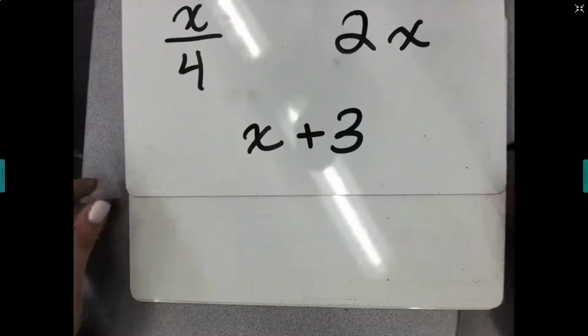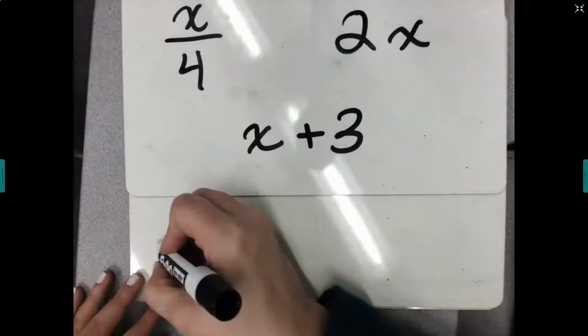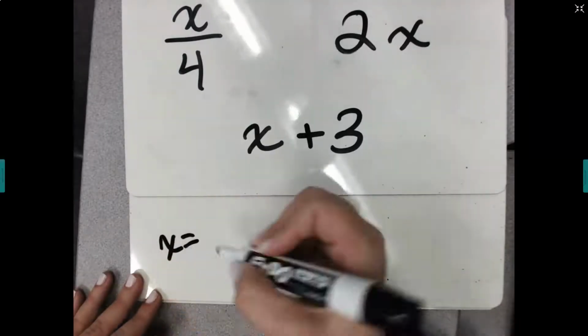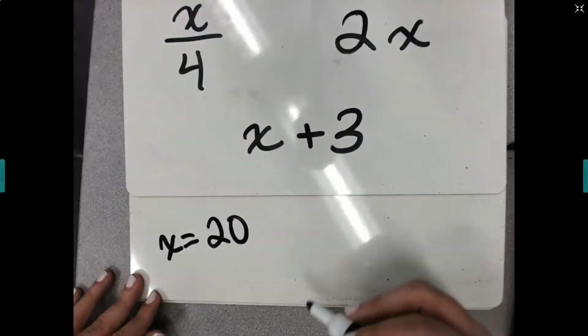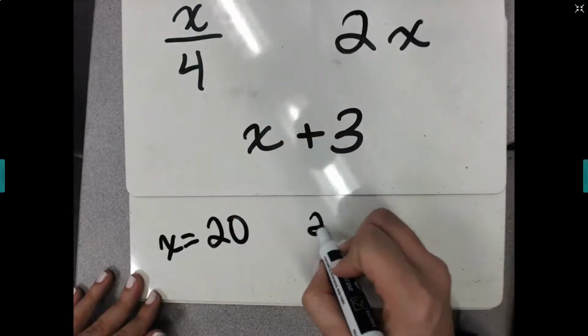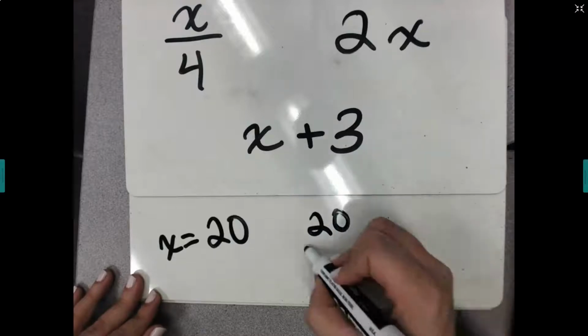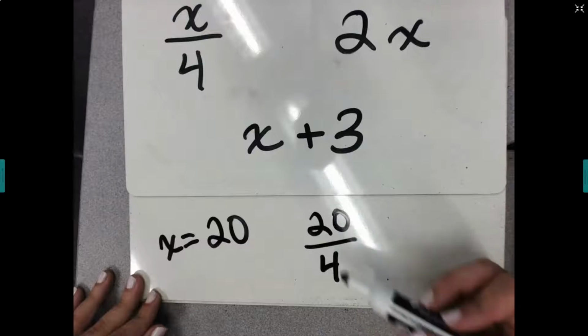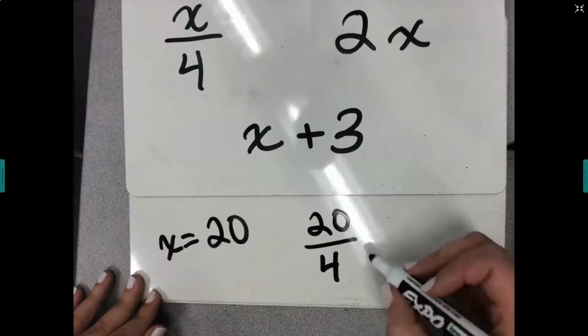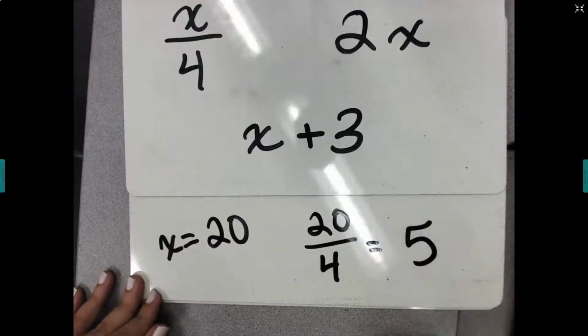But if you're given a specific value for x, like let's say x equals 20, then what I do for this first expression is, instead of writing x, I write 20, and everything stays the same. Now, instead of saying x divided by 4, I'm saying 20 divided by 4, which equals 5.